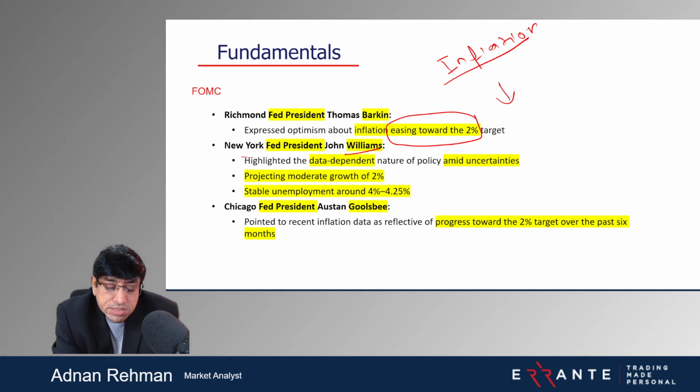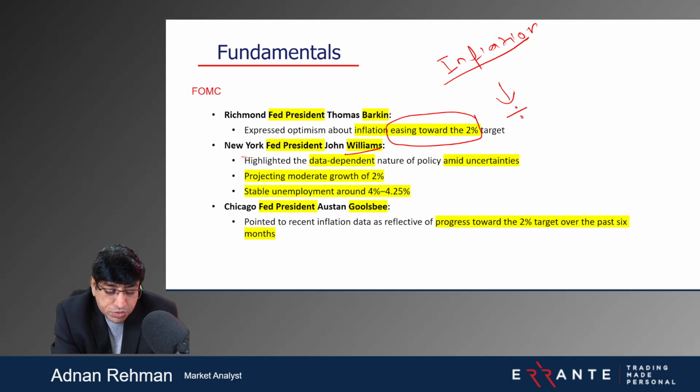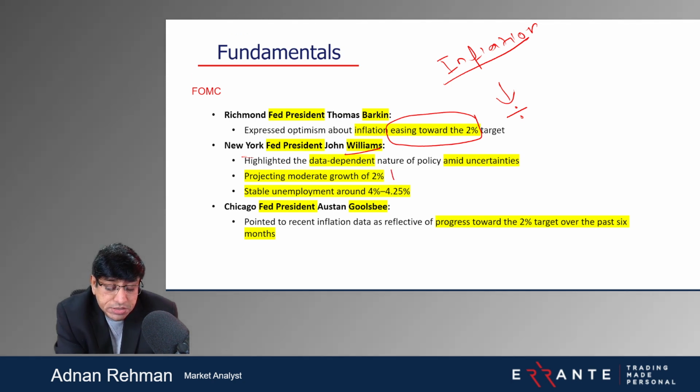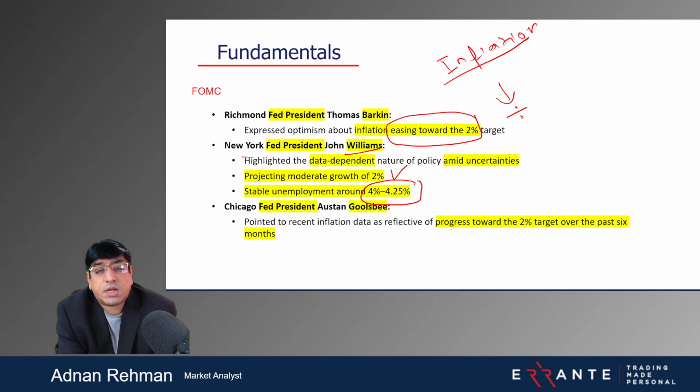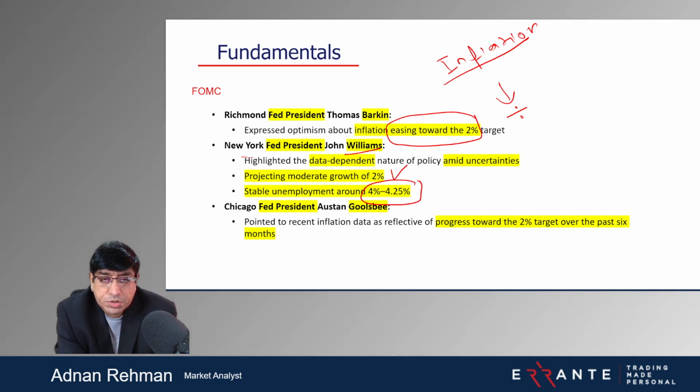So over here, according to this guy, it's a mixed approach. But what he's saying is, according to him, the growth projections are towards the upside. That's good news. And then he's saying that there is stable unemployment around 4 and 4.25%. The unemployment is stable around 4 and 4.25%.